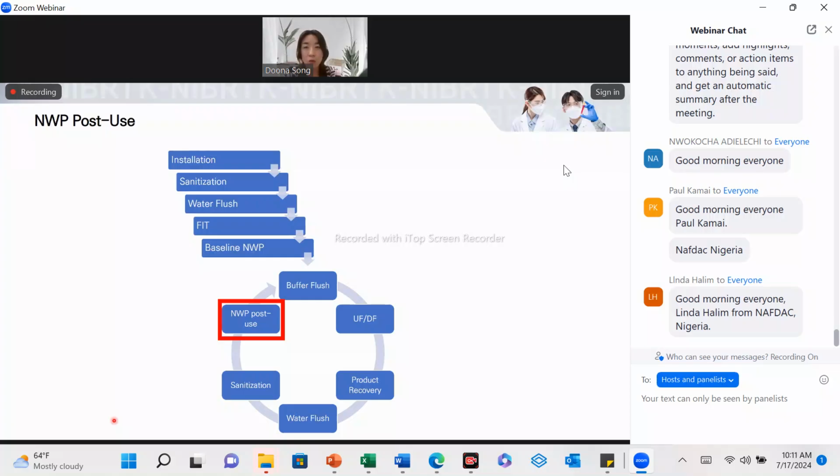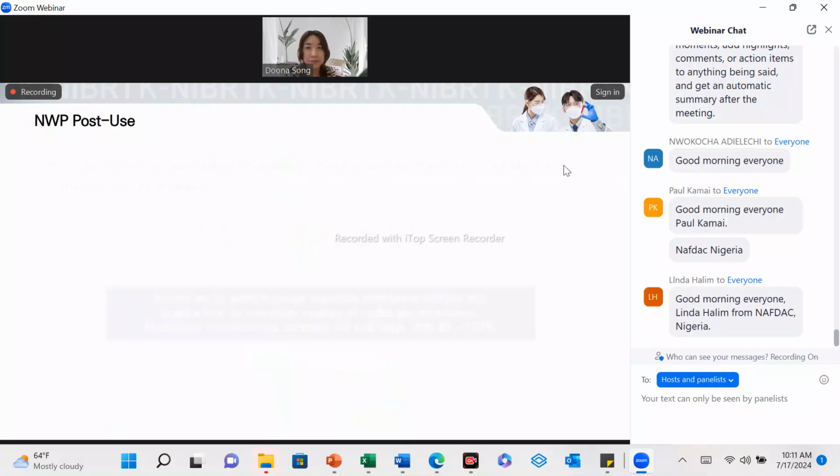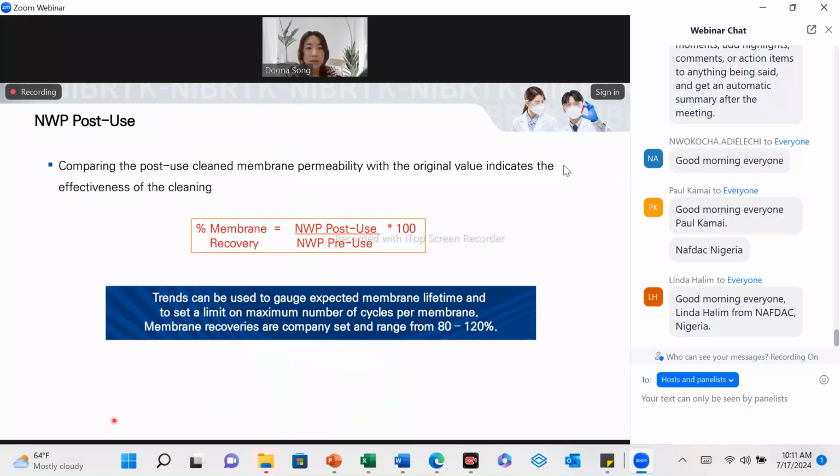After rinsing, we test NWP again to make sure the cleaning was effective. After using the membrane, we compare the permeability, how easily water can pass through it after cleaning, with its pre-use value. This equation helps us see how effective the cleaning process was.